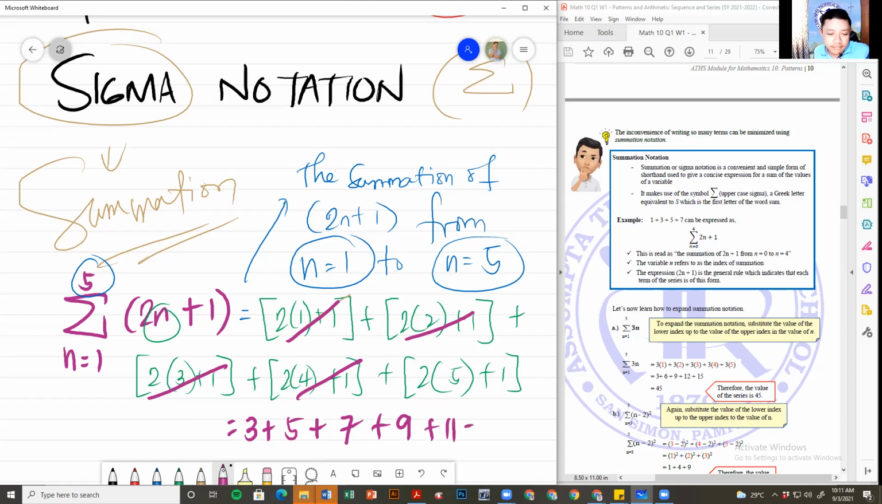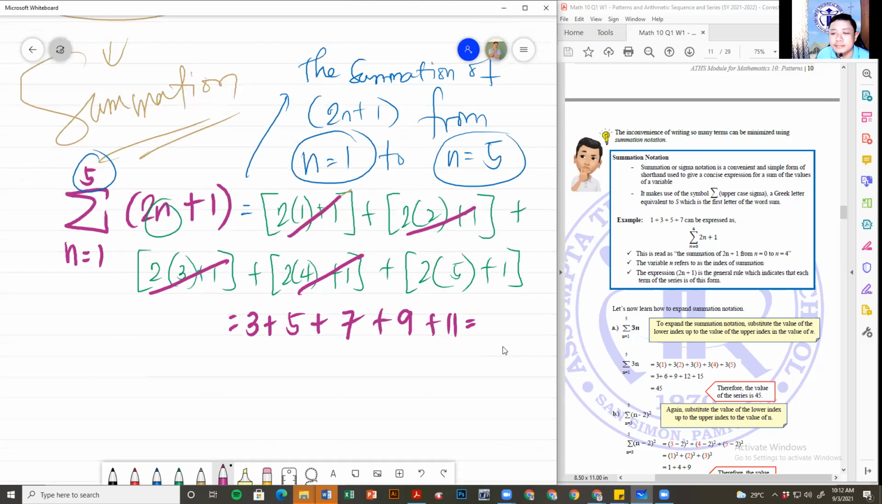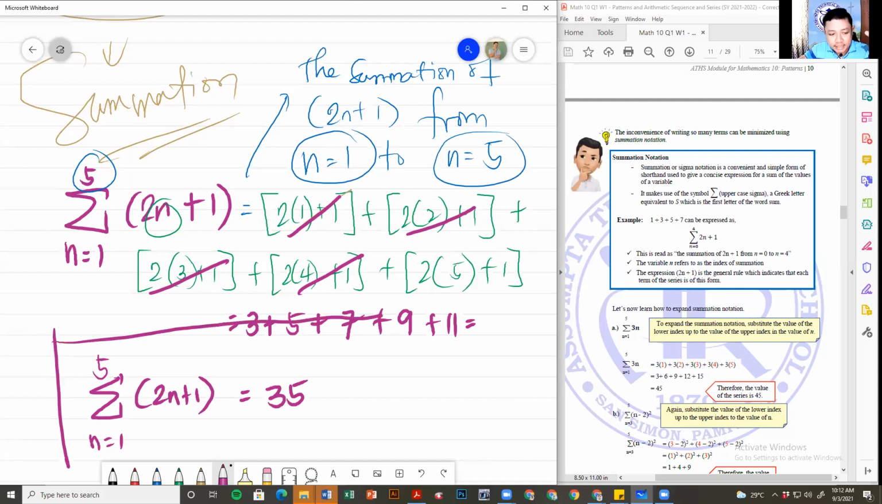Okay, please add. What's the value of our series? Okay, very good. Mga bilis. Let's wait for the rest. What's the value of our series? Very good. Keep them coming. So the summation of 2n plus 1 from n equals 1 to 5 is equal to, yan, very good. When we add all these terms, the answer will be 35. And that's it. That's how we solve the summation notation.